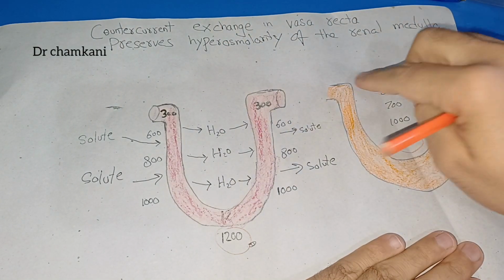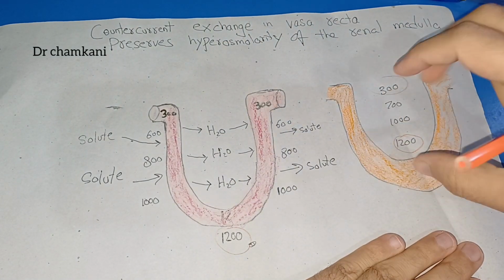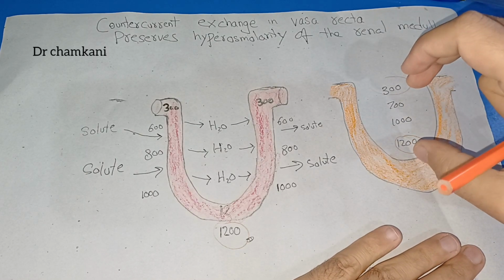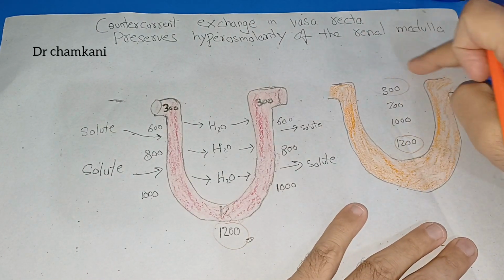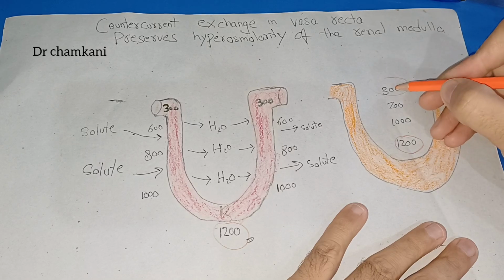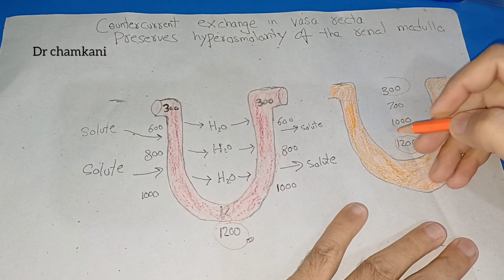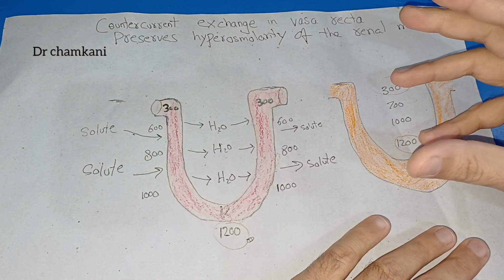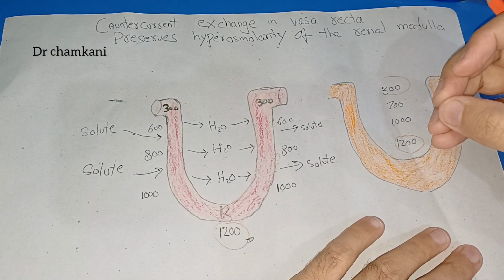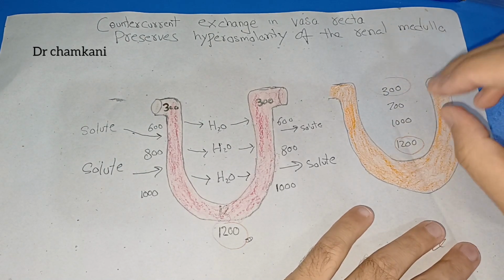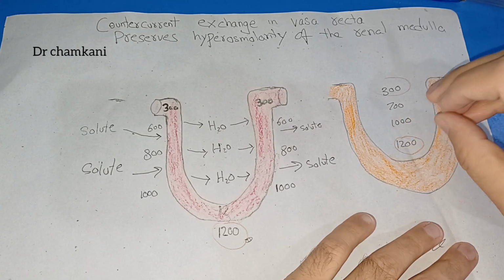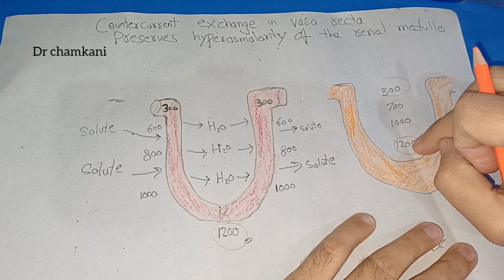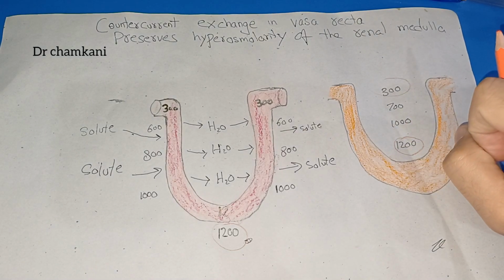This is a loop of Henle of a nephron, which is a juxtamedullary nephron. So here we have the cortex of the kidney, and here we have the medulla, and we see that the concentration in the medulla is high as compared to the cortex. Why and how this is high and how it has been maintained, we have explained in detail in our previous lectures. The medulla is hyperosmolar, which is a requirement for making concentrated urine.